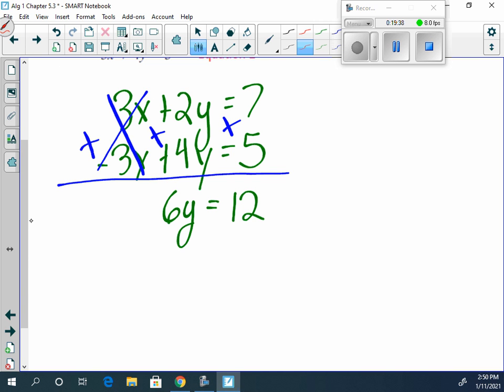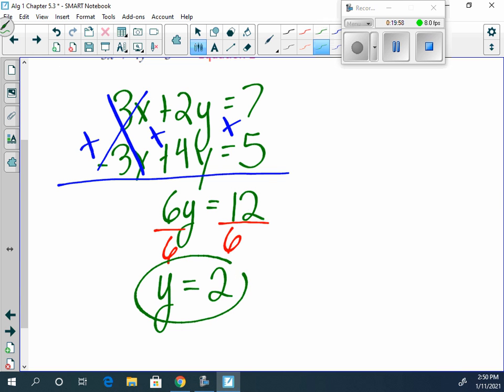I've taken 2 equations with 2 variables to 1 equation with 1 variable. So it's a little bit easier to solve. At this point, we're going to divide everything by 6. Well, 6y divided by 6. Well, 6 divided by 6 is? Y is equal to? So you got the y value of 2, yes?